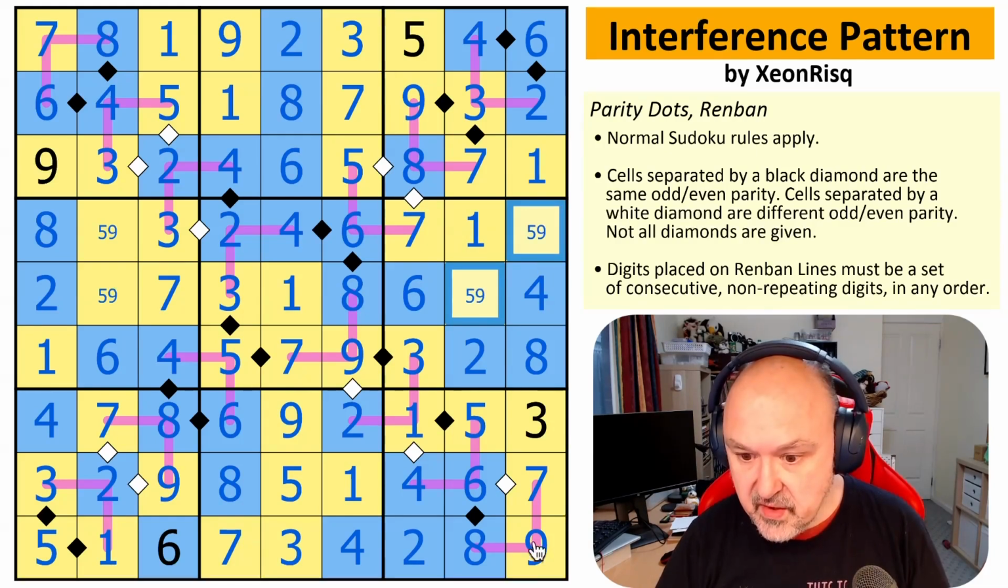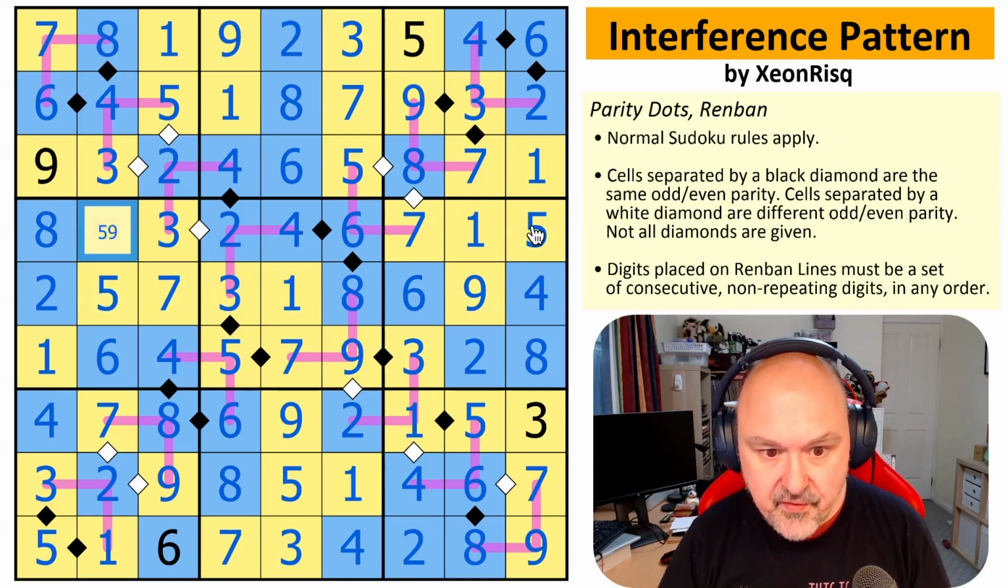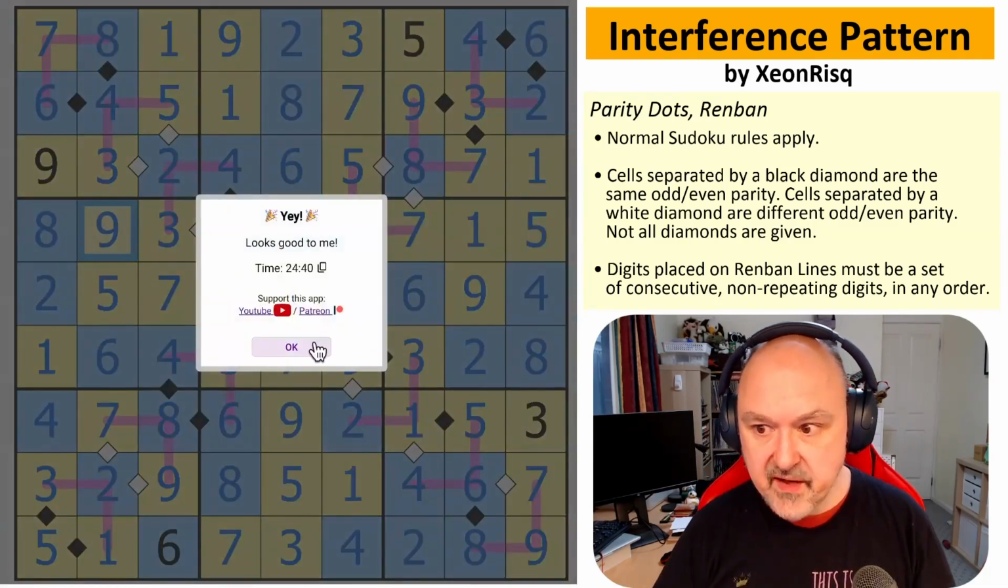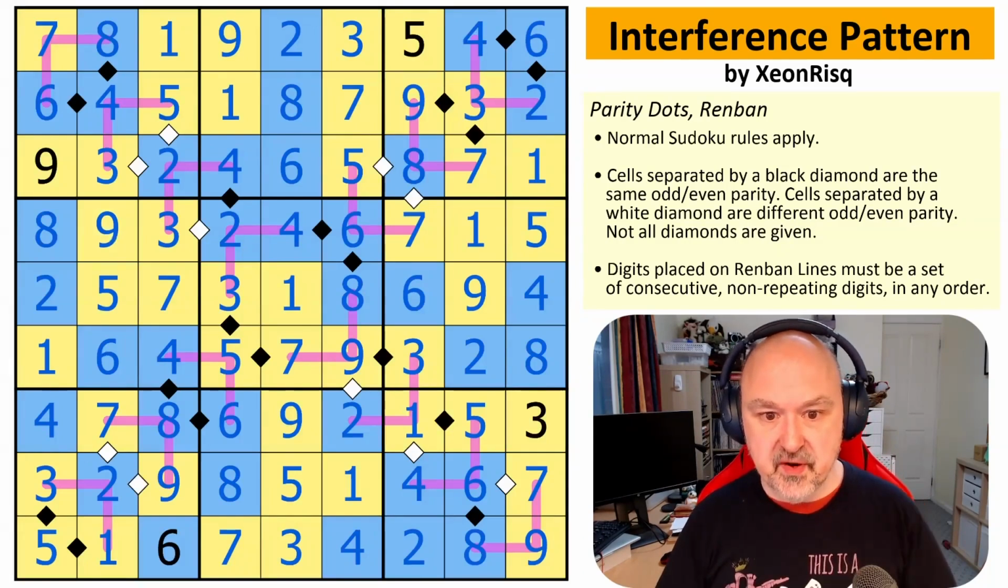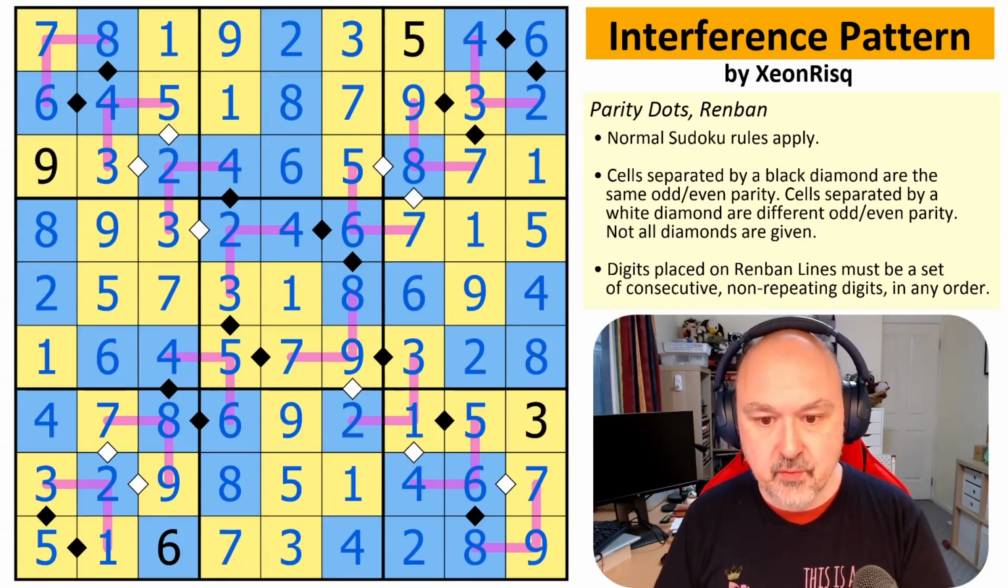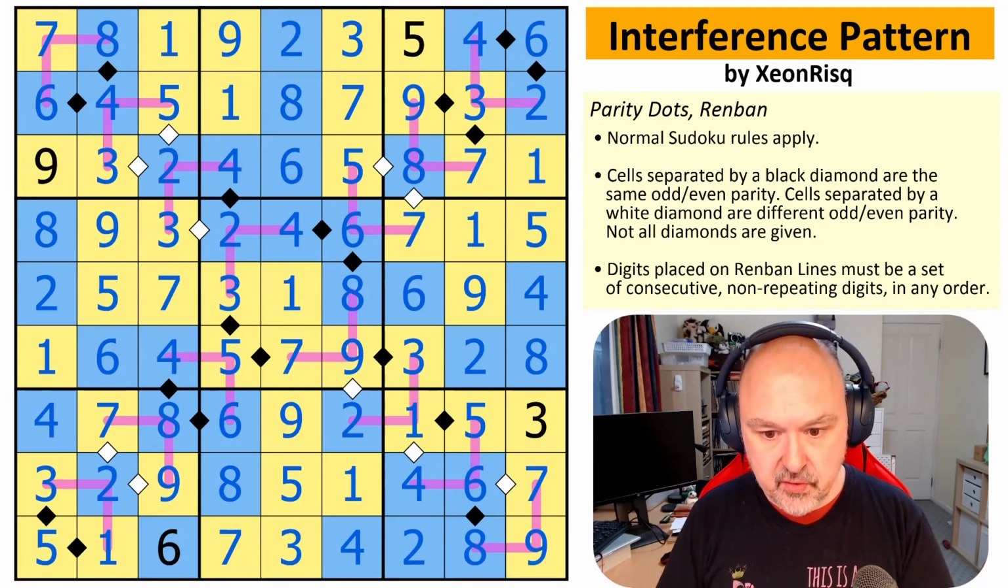These are 5 and 9. The 9 here looks up, making that 5. That becomes 9. That becomes 5, that becomes 9, and that was Interference Pattern by XeonRisq. That was really, really cool.